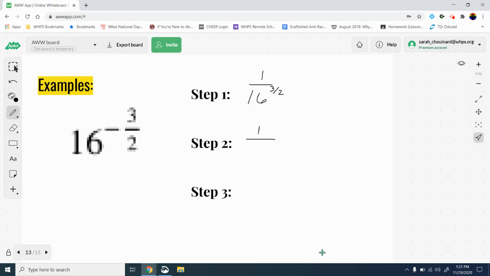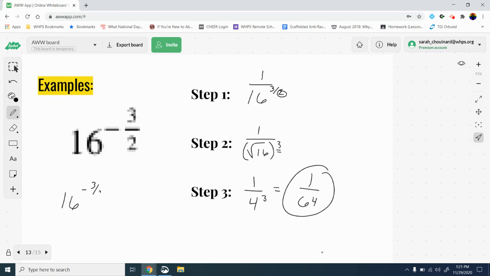Step 2 is to take the root indicated by the denominator. So the denominator is 2, so I'm taking the square root of 16, which is 4. And then step 3 is to raise it to the power of the numerator. So 4 to the third power is 64. So this is 1 over 64. So 16 to the negative 3/2 is equal to 1/64.